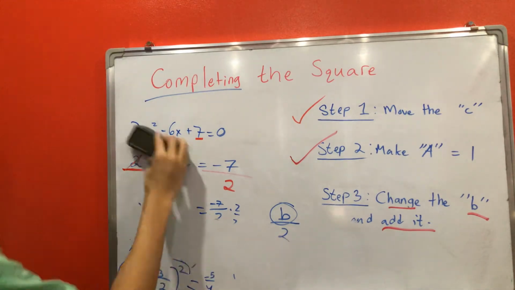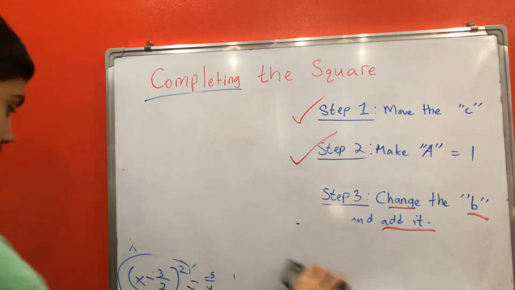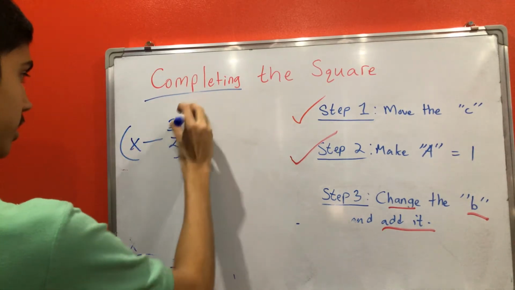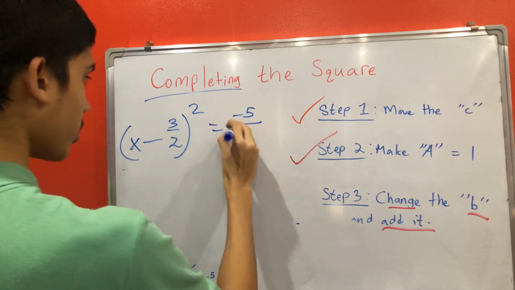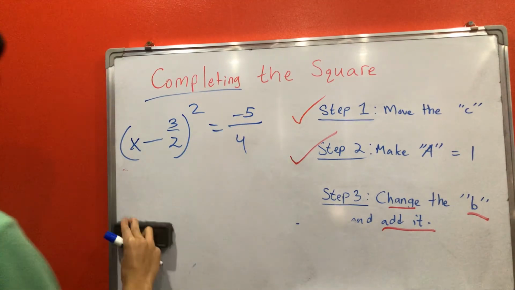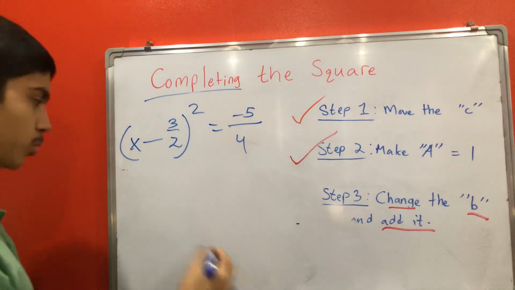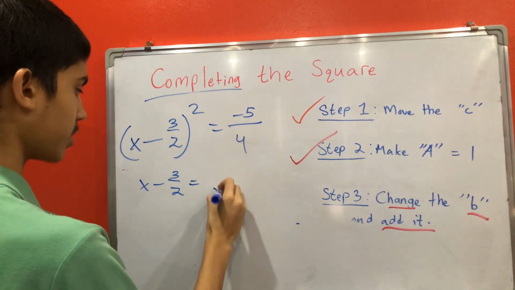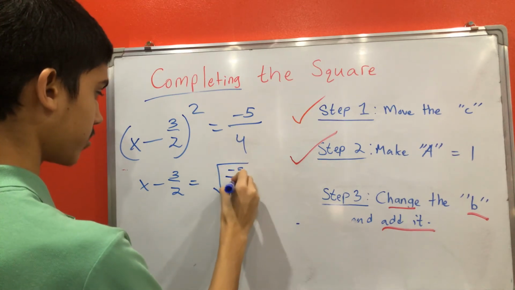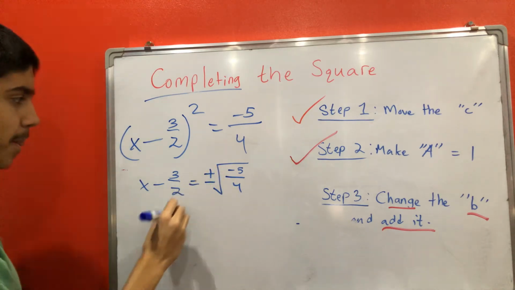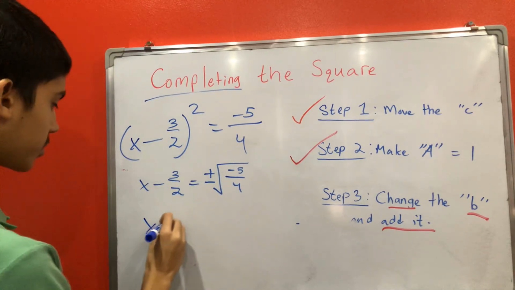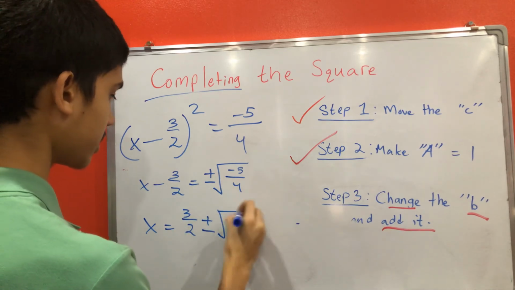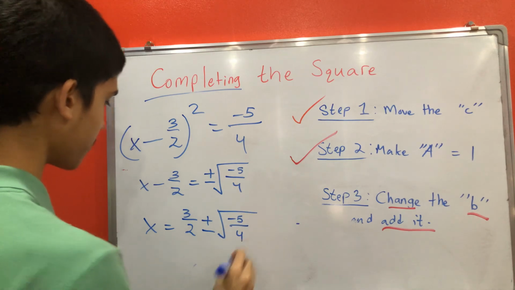Okay, and once we did all of that, let me rewrite it. So it says x minus 3 over 2 squared is equal to negative 5 over 4. After we've written it out, we can just solve for x by taking the square root of both sides. And we know that whenever we take the square root, it's a plus or minus, right? And so to get x, we'll say x is 3 over 2 plus or minus the square root of negative 5 over 4. And that's our answer.